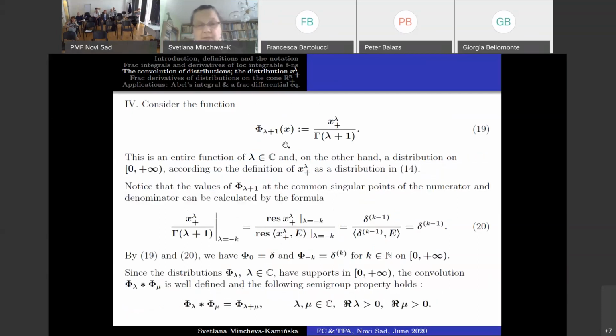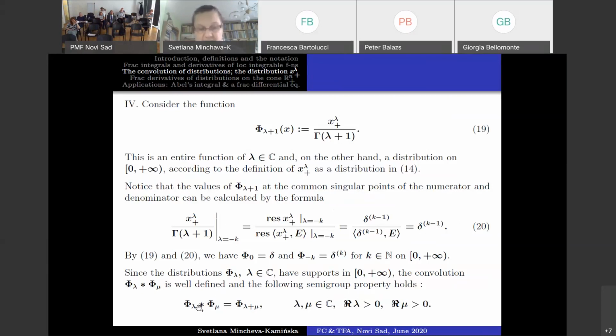And now the main idea of Gelfand-Shilov is to consider this quotient as an entire function, and on the other hand, as a distribution on the half line. Then it appears that the values of this distribution at these points, lambda equal to minus k, are just the derivatives of the delta Dirac measure of order k minus 1.